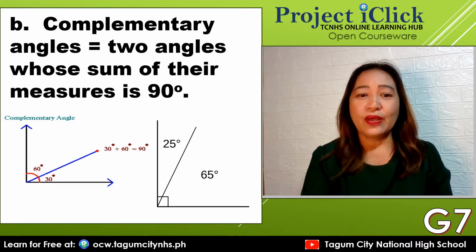Another one, we have here two angles. Angle 1 measures 65 degrees and angle 2 measures 25 degrees. If we add the measures of the two angles, 25 degrees plus 65 degrees, that is equal to 90 degrees. Therefore, these two angles are said to be complementary angles.